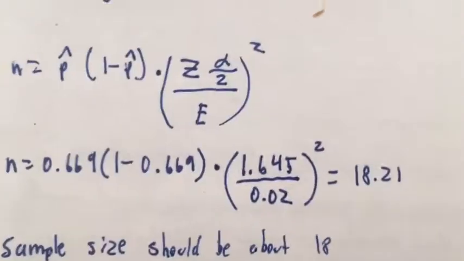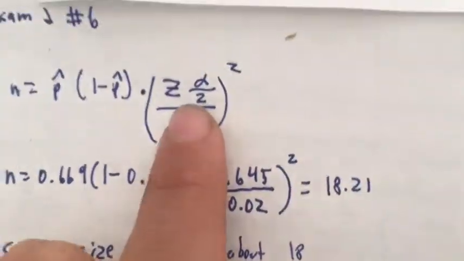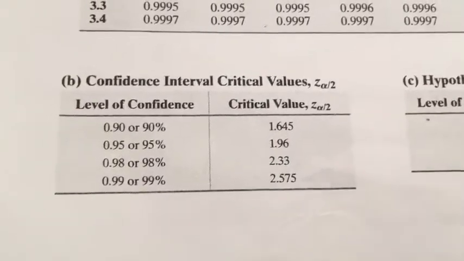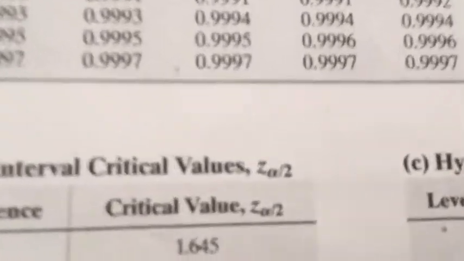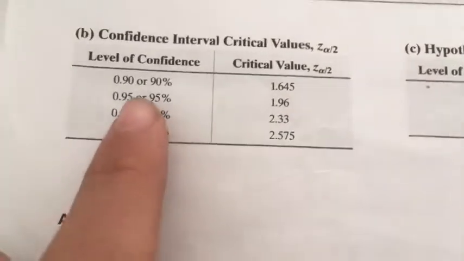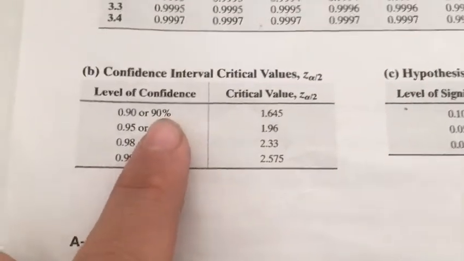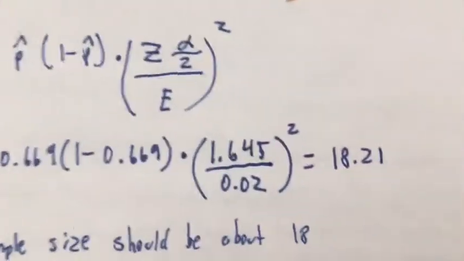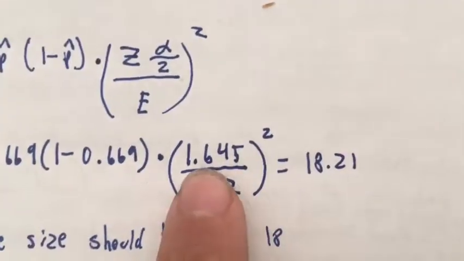Now to just show where the 1.645 came from, how we got that from the z alpha over 2. Right here, we have a shortcut on the z table, the confidence interval critical values. You can see the z alpha over 2 is right there. And it says right here, if we have a 90% confidence level, our critical value would be 1.645. So that's where we get that from, right there.